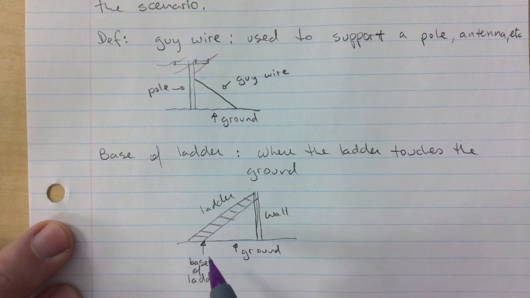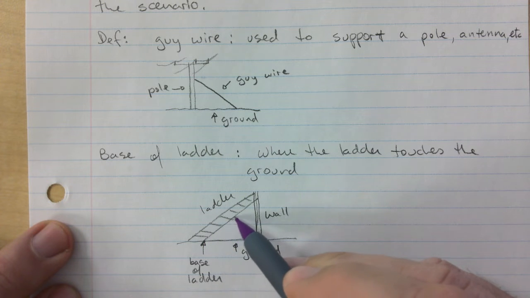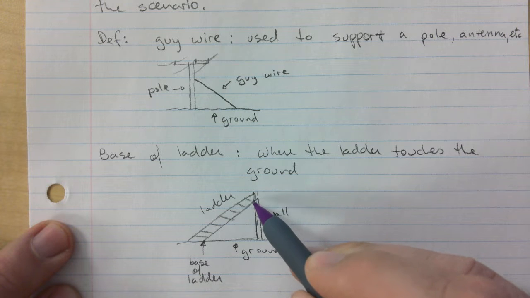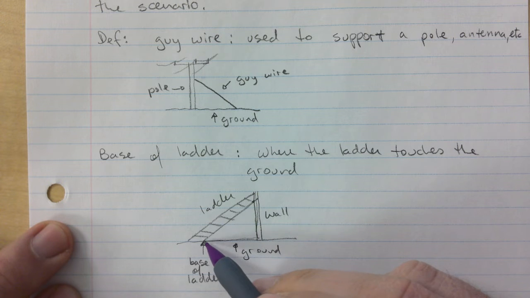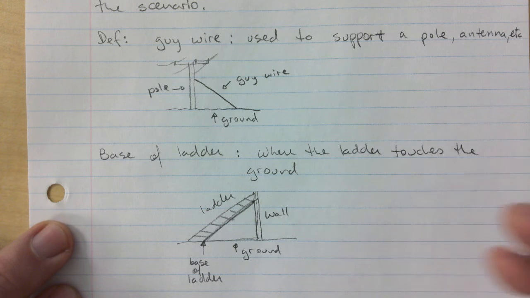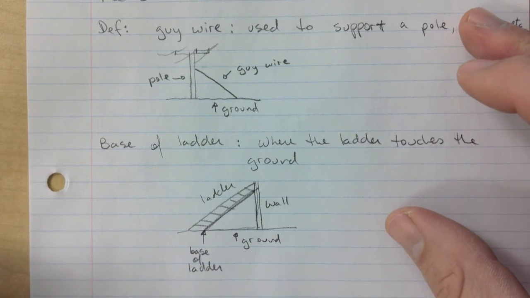Sometimes it says the base of the ladder is so many meters from the wall. They're talking about this side right here. If they say the ladder is touching 2 meters up the wall, we're talking about this end right here, so they give you that measurement. If they talk about the length of the ladder itself, then you're talking about this side right here. So be mindful of that, okay?